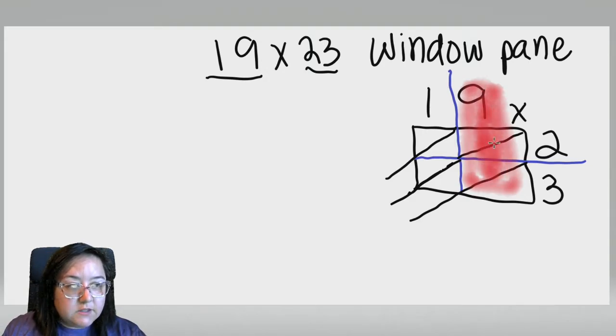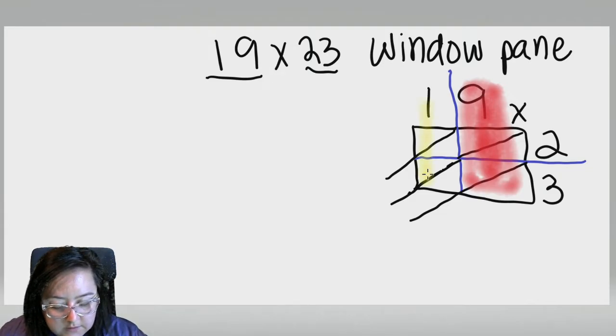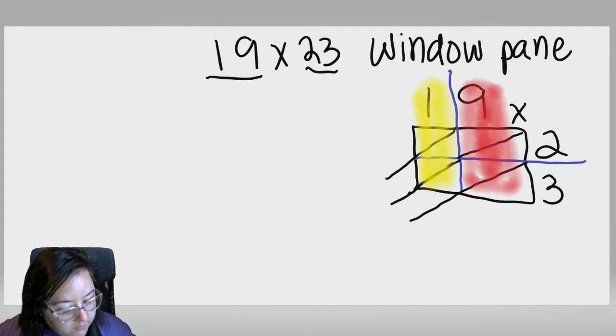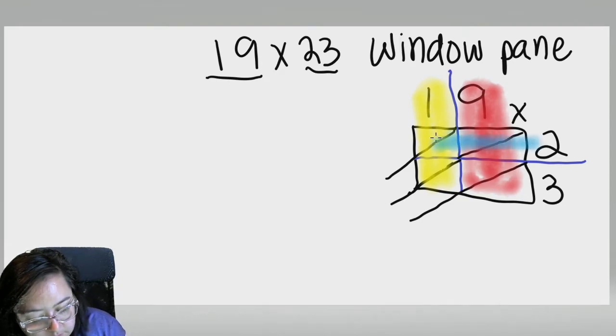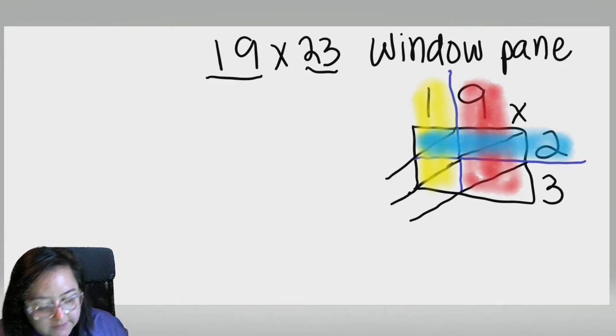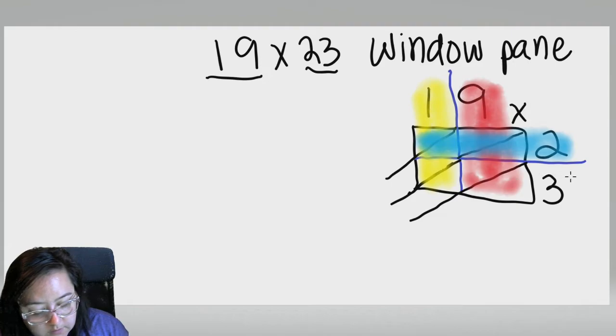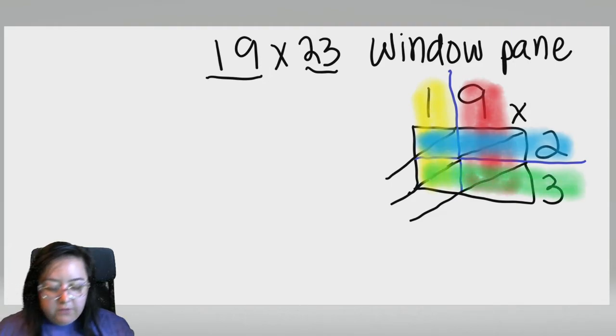So I know that in these 2 boxes, it's going to be multiplied by 9. In this area, it's going to be multiplied by 1. In this area, it's going to be multiplied by 2. In this area, it's going to be multiplied by 3.